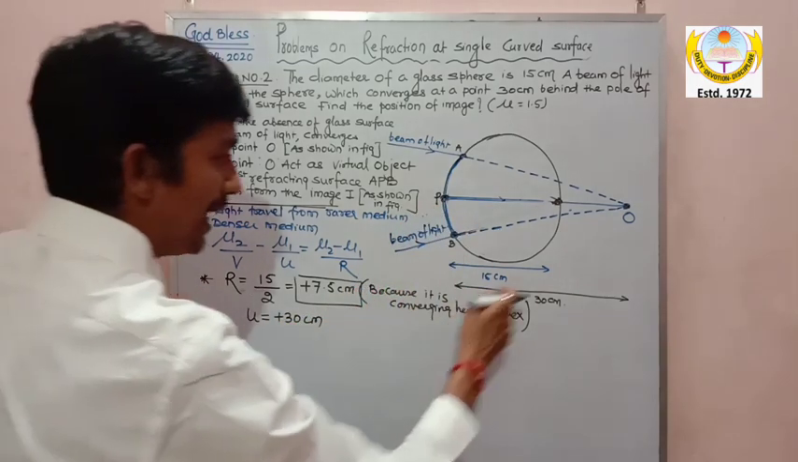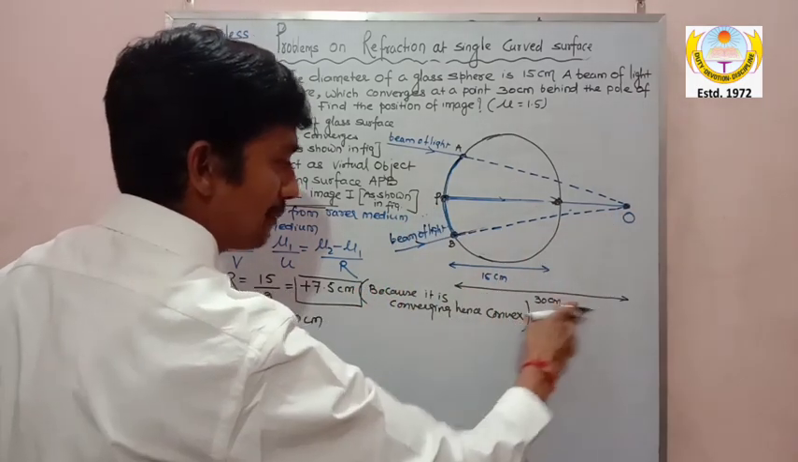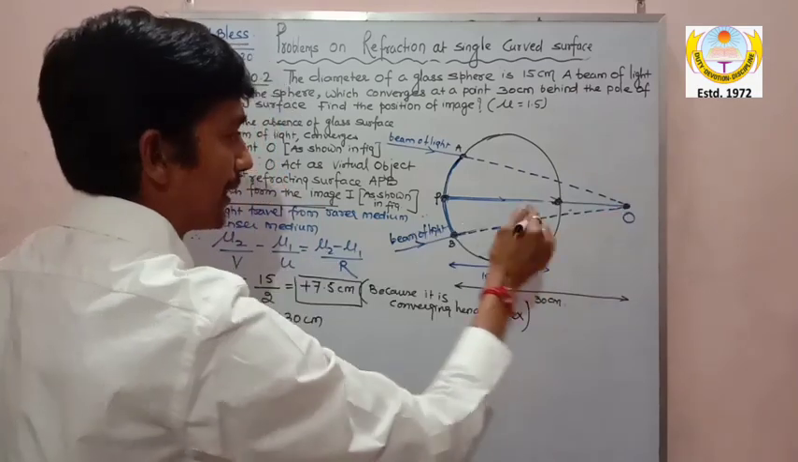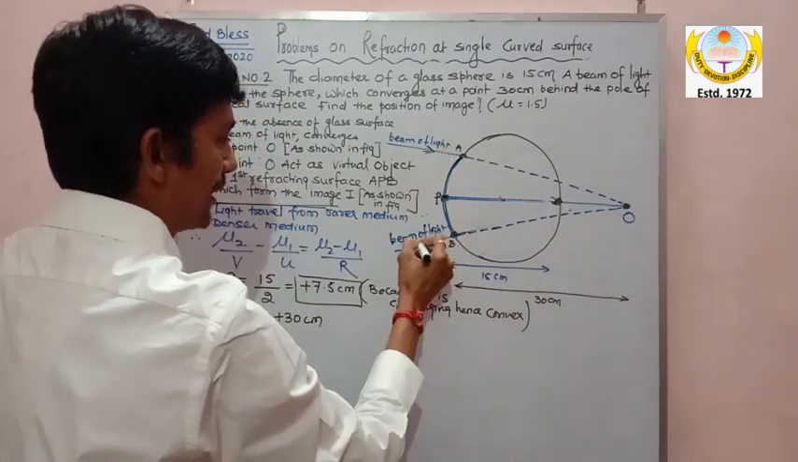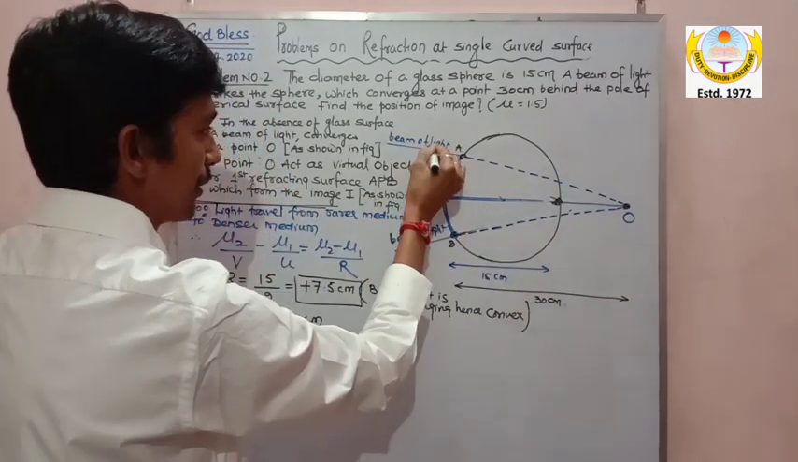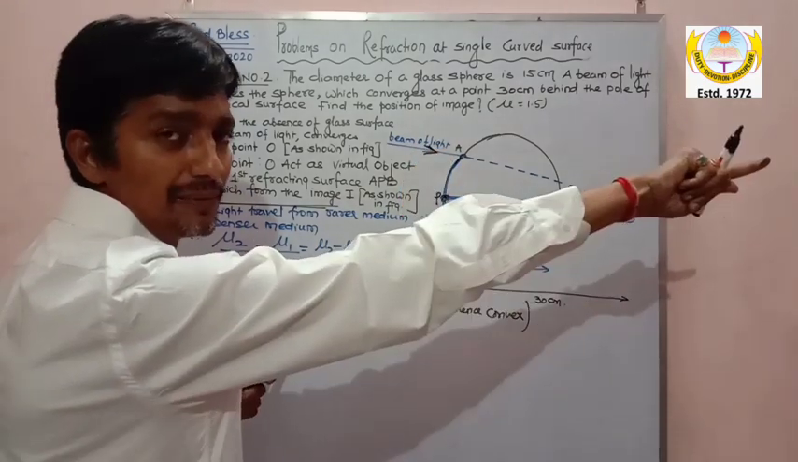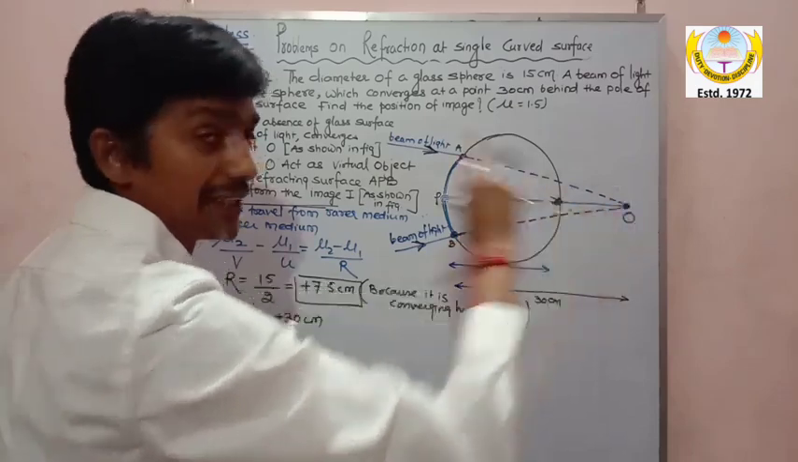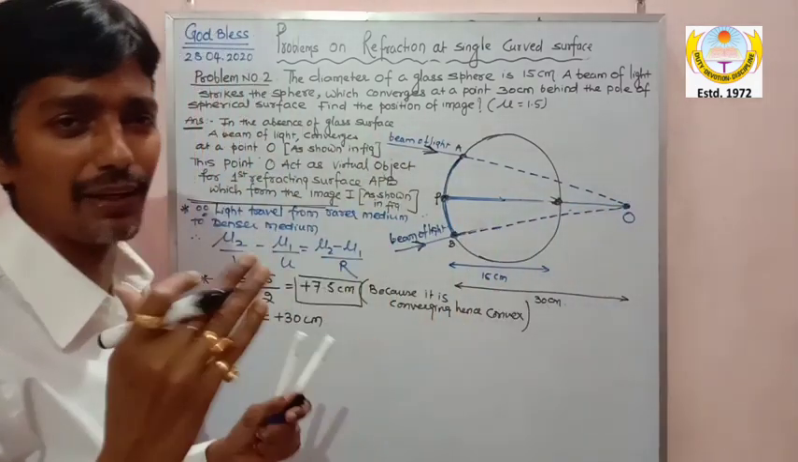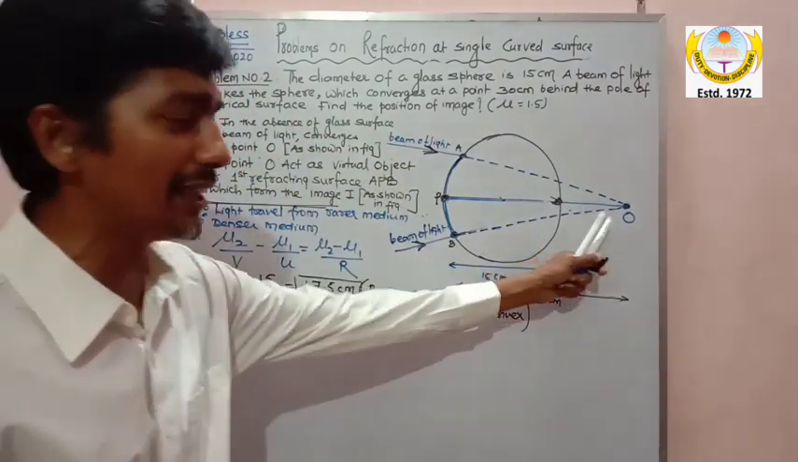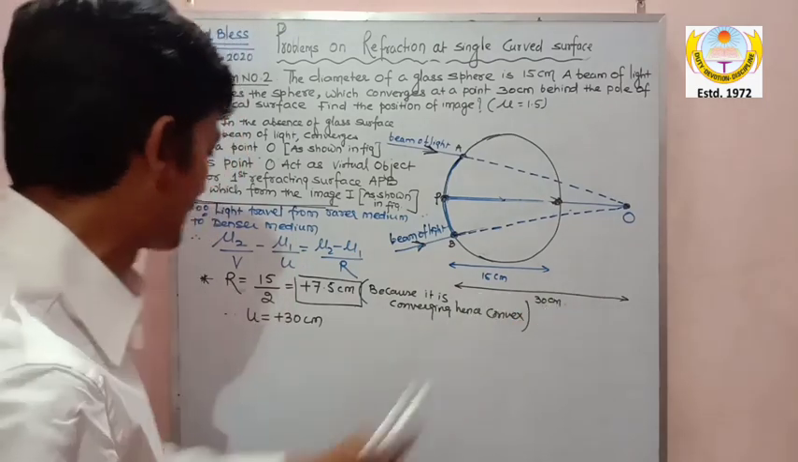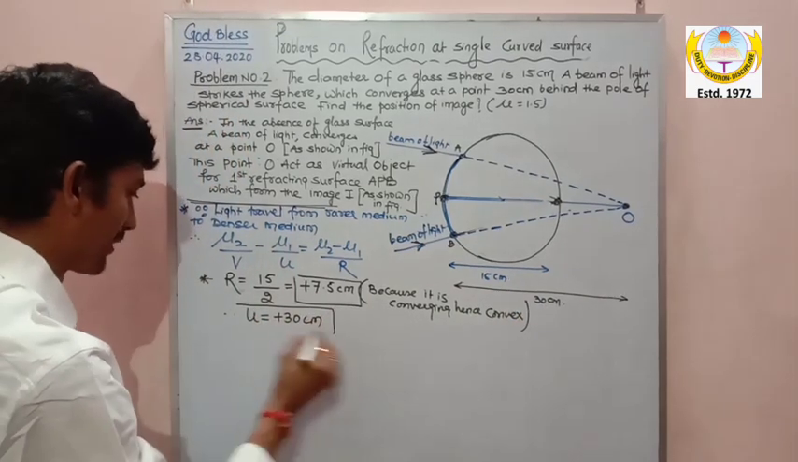Here is the pole and here is the object. You can see in my figure, 30 centimeter in the direction of the incident ray of light. Please check it out. In this first numerical, wherever you are doing it, the object is virtual and the object distance is plus 30 centimeter.